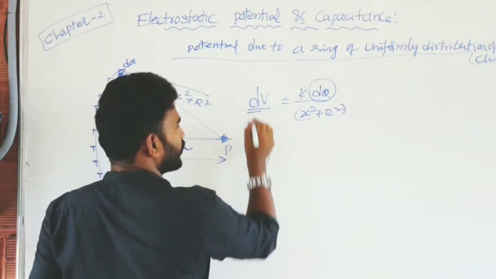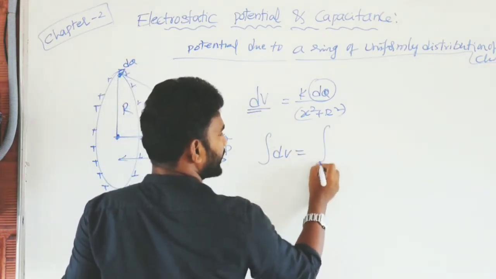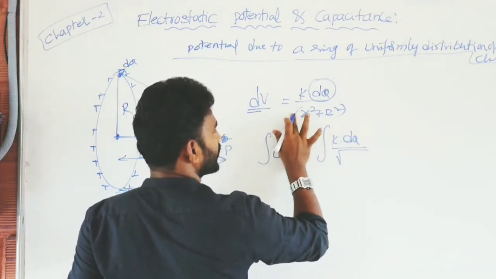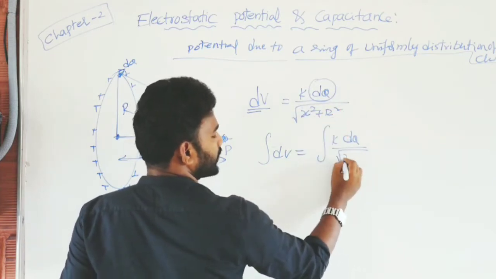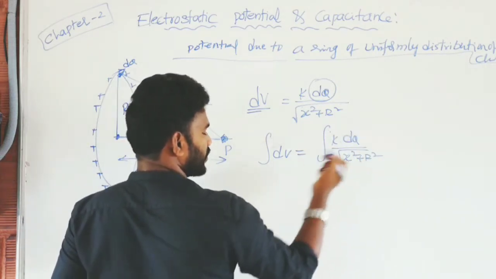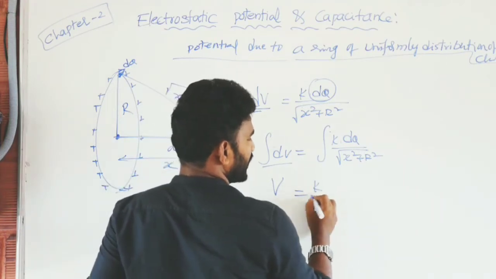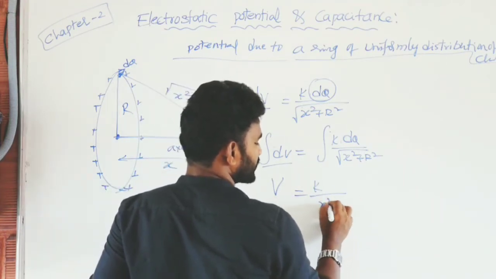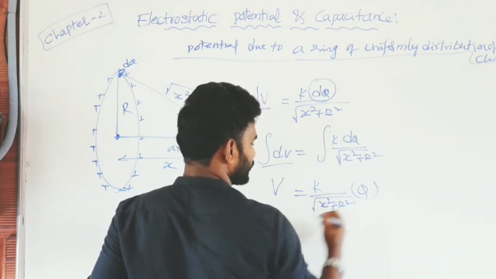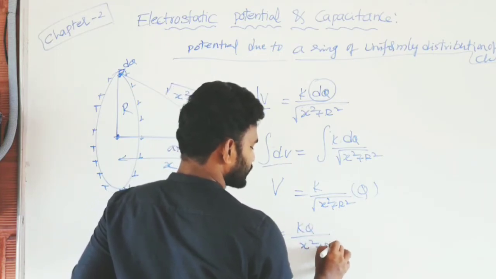So you know dv, both sides you can integrate this. Integration of dv is equal to integration of k dq divided by, I am sorry, this is square root of x square plus r square. This is all constant, take it out. The integration of dv is v only. V is equal to k by square root of x square plus r square into integration of dq, which means capital Q. So finally you will be getting the answer kq divided by square root of x square plus r square.